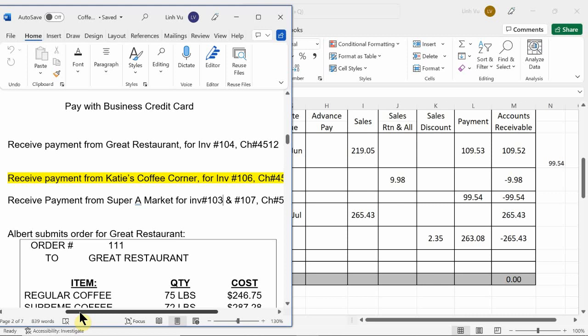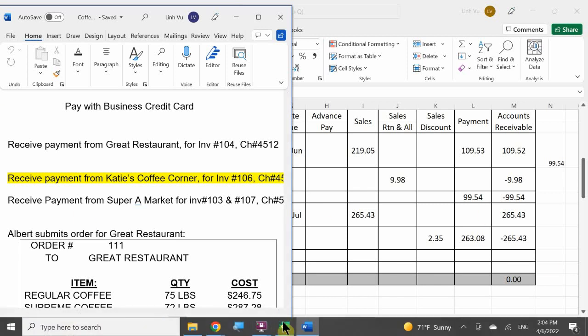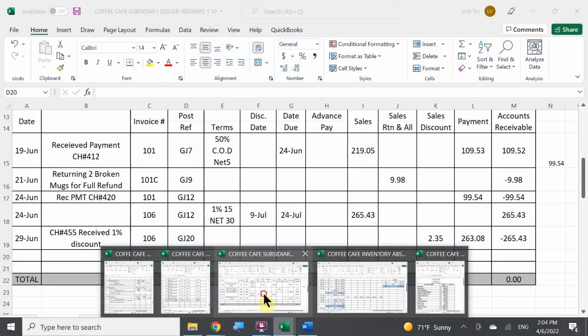How are we going to journalize this when we received a payment from Super A Market paying for invoice number 103 and 107? The same as the last two. And then let's double check to see if they even get a discount on these.